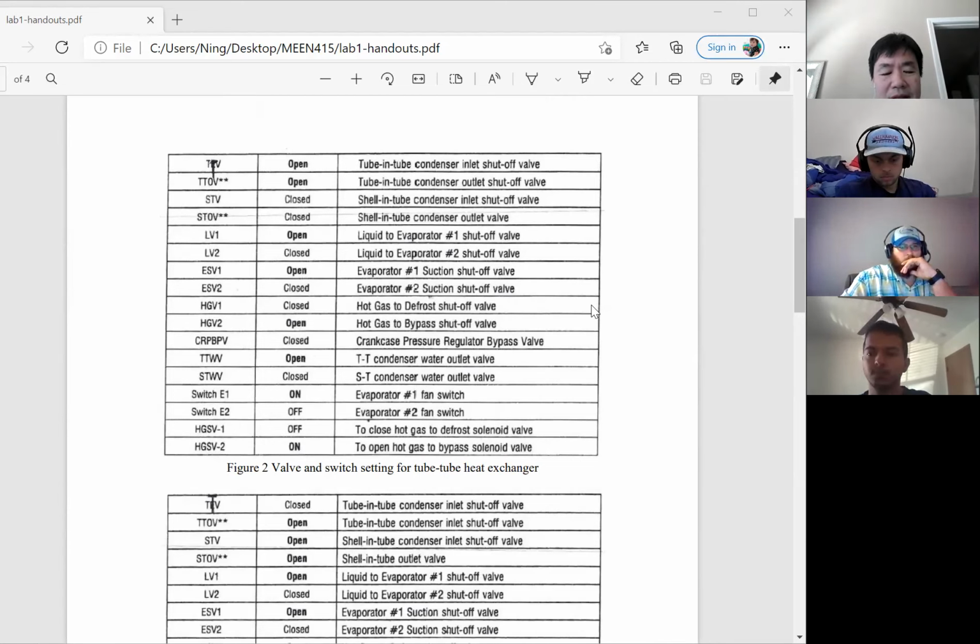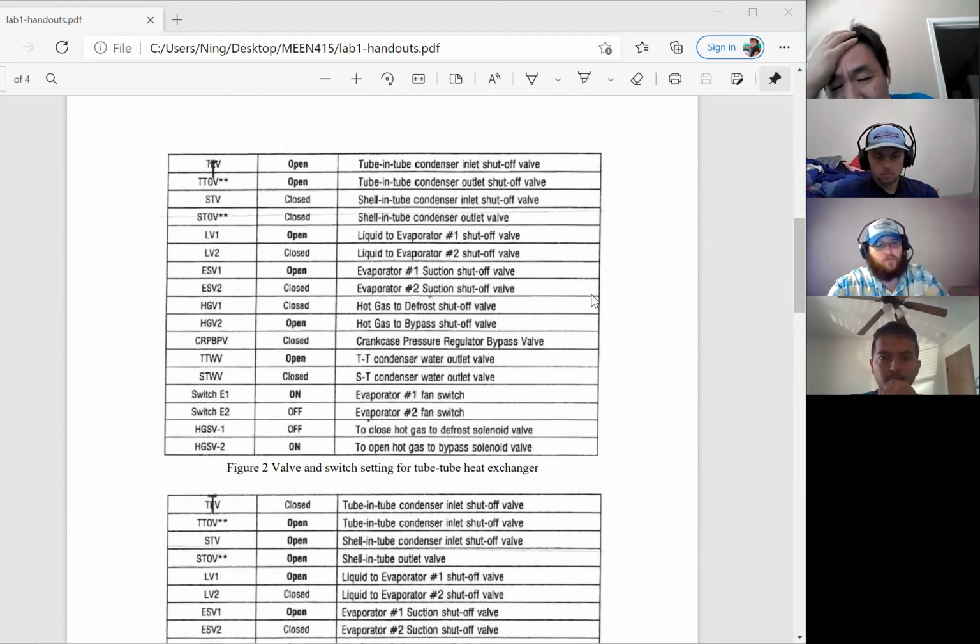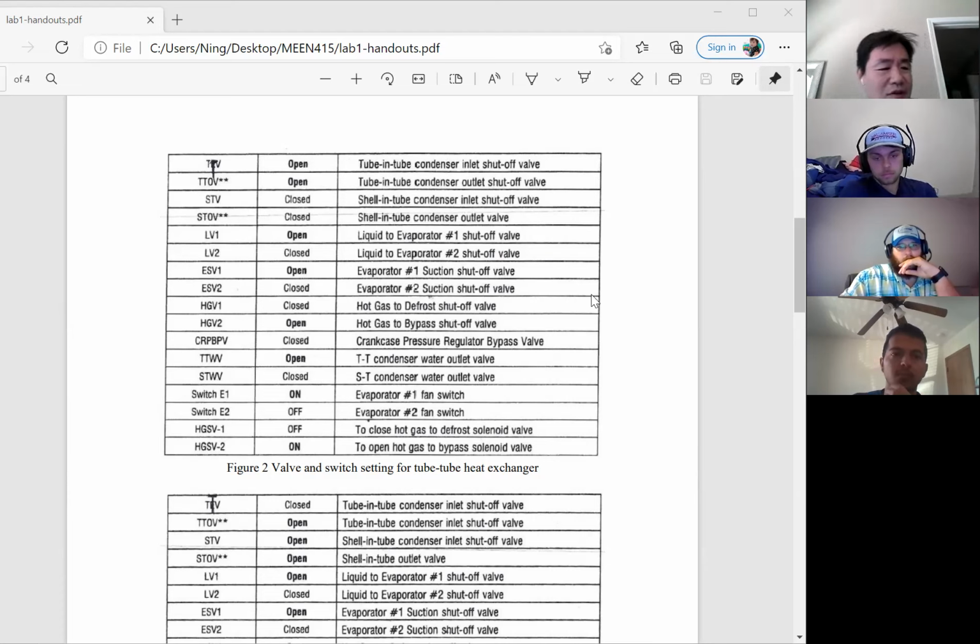So in the system we have 3 types of condensers. A condenser is a heat exchanger, right? You use it to cool the refrigerant, to remove the heat from the refrigerant. So there are 3 condenser systems there. You can run all together, you can run one of them, you can run 2 of them. That's why you have a lot of valves to open and close to make sure that's what you want to run.